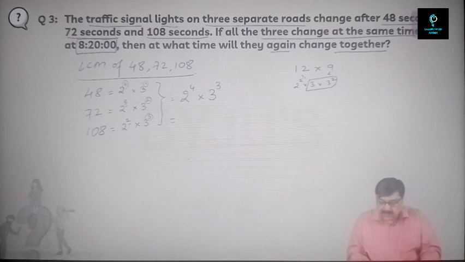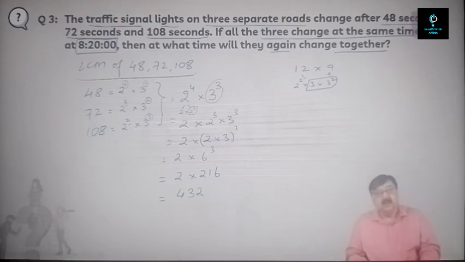Now what you can do here is split this 2 power 4 as 2 into 2 cube. Why? Because this is 2 cube, this is 3 cube. So 2 into 2 cube into 3 cube is what we will get here. This is for the ease of calculation. So this is 2 into 3 whole cube, that is 2 into 6 cube. And 6 cube you know is 216. Double of which is 432.